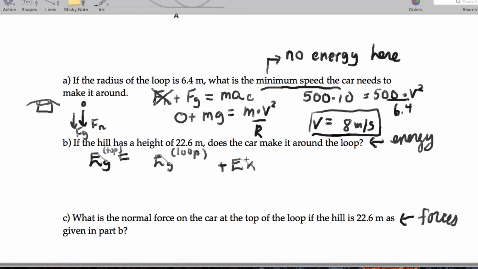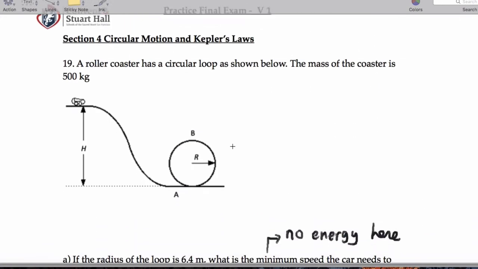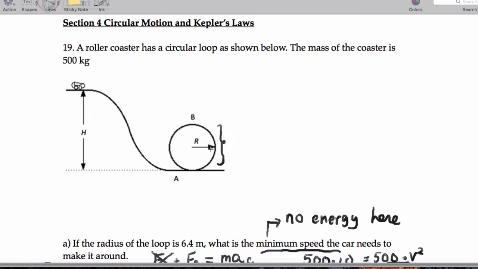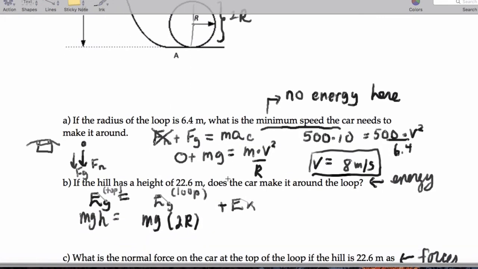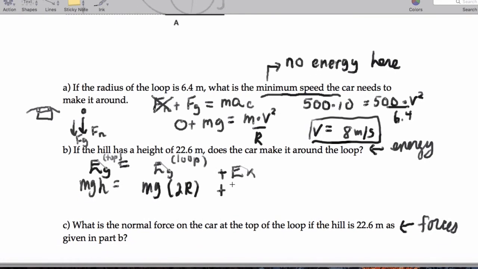I saw a lot of people try to put mv squared over r in this part. Do not mix up your energy equations and your force equations. They need to be treated separately. So we're going to have mgh equals mg, and at the top of the loop, our height is 2r. Careful here, because we're at the top, that's r, and then an additional r at the top right there, plus 1/2 mv squared.